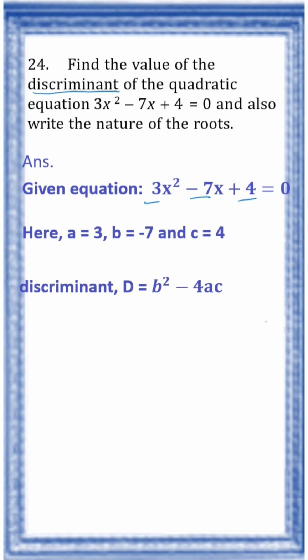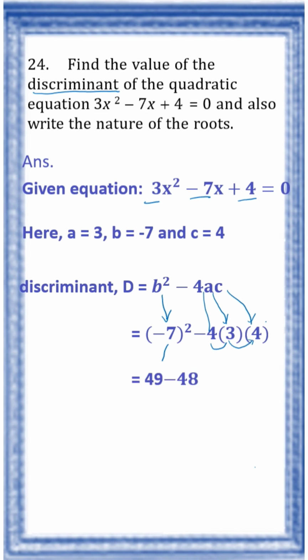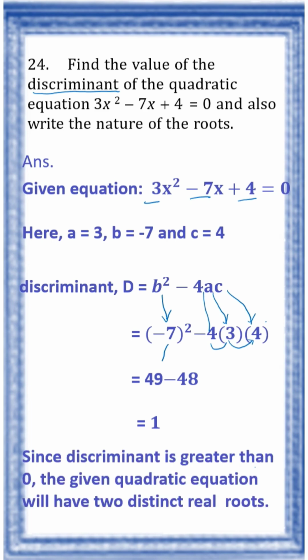Now let us substitute the values. b is negative 7, so negative 7 square, 4, a is 3, c is 4. Here negative 7 square is 49, 4 into 3 is 12, 12 into 4 is 48. So this is equal to 49 minus 48, which is equal to 1. Since the discriminant is greater than 0, that is equal to 1, the given quadratic equation will have two real distinct roots. Here we have completed all the 2 marks questions.